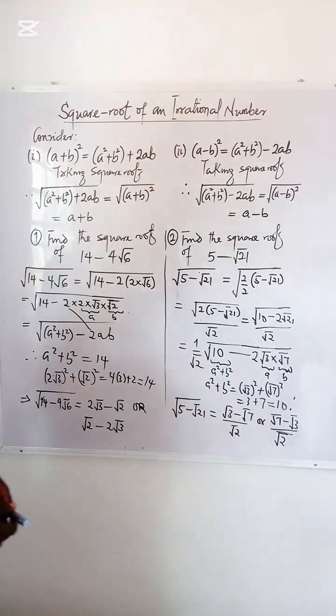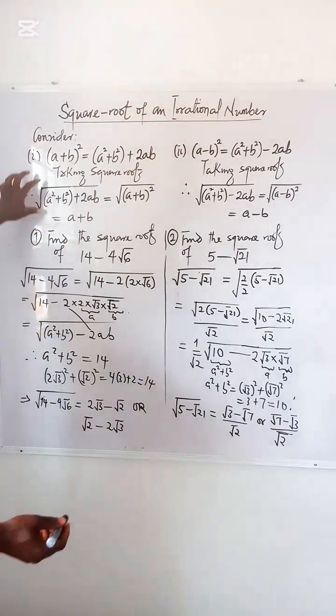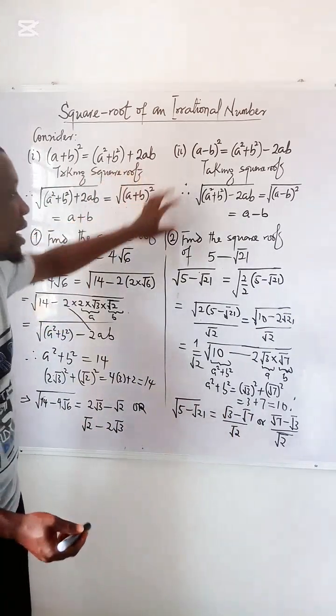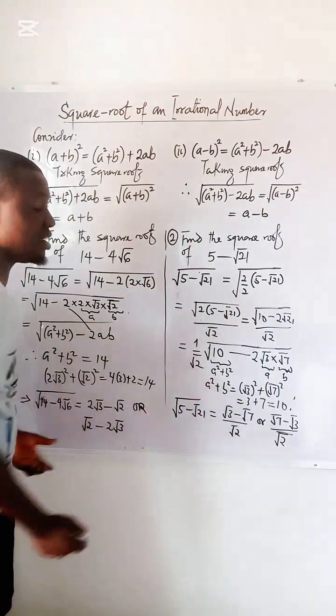So if you are clear with the introduction to the square root of an irrational number, kindly go again and look at what we have in our expression here. It's just what I used to get this easily without stress.